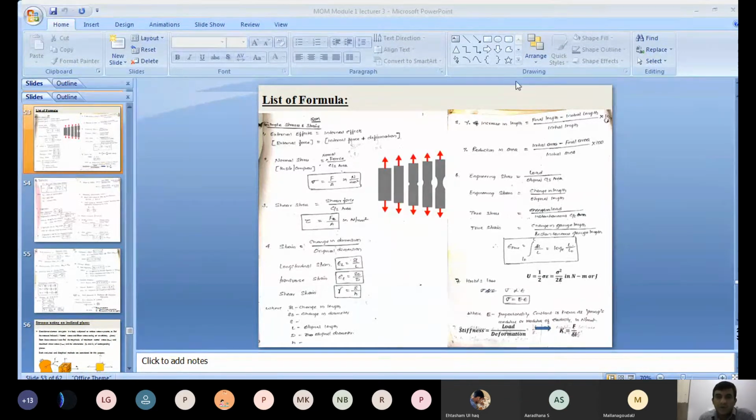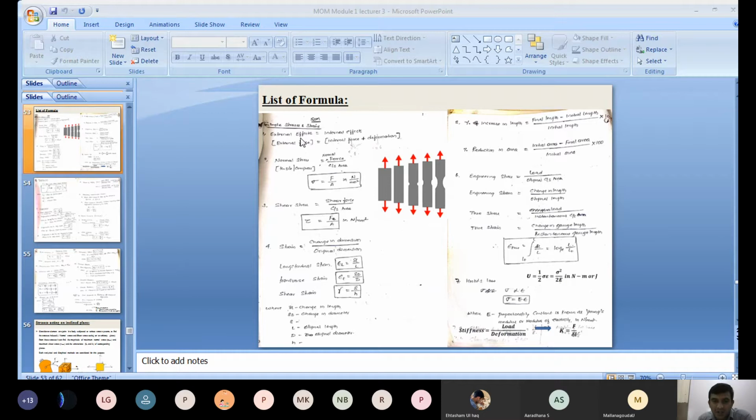Next, the sixth formula: engineering stress and engineering strain. Engineering stress is nothing but a theoretical stress, with respect to the original cross-sectional area. So load divided by the original cross-sectional area we consider for engineering stress. For engineering strain, change in length by original length, or change in dimension to the original dimension. Instead of that, if you go for true stress and true strain, for true stress the denominator is the instantaneous cross-sectional area, meaning the cross-sectional area at a particular time.